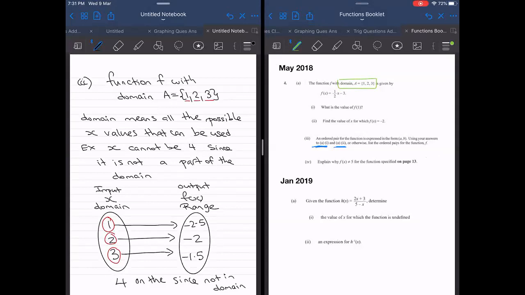So they just want to know when you put in 1, what's the output? When you put in 2, what's the output? When you put in 3, what's the output? So we call the input the domain and we call the output the range, right? So just giving you some additional information.